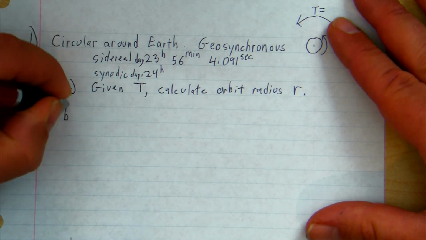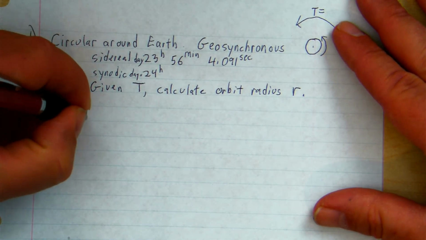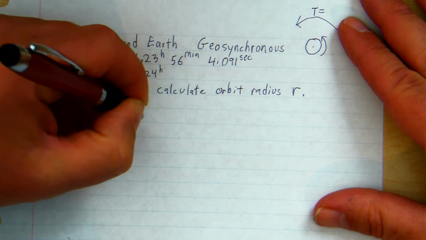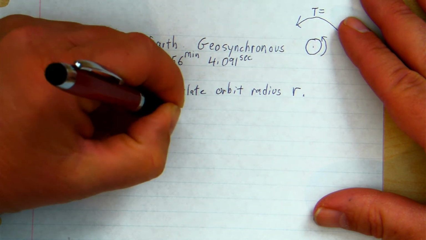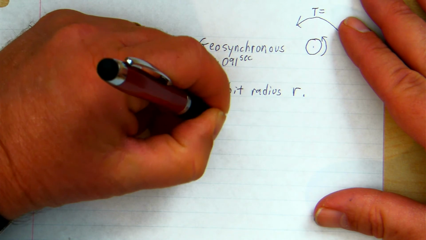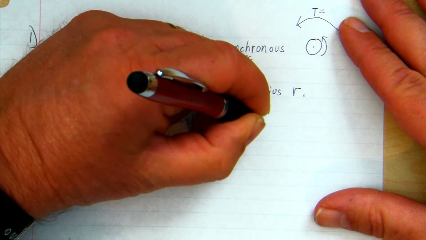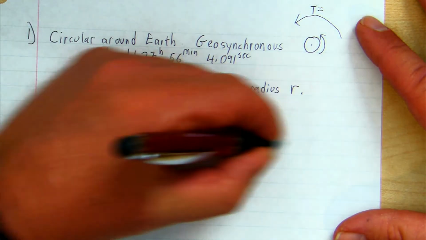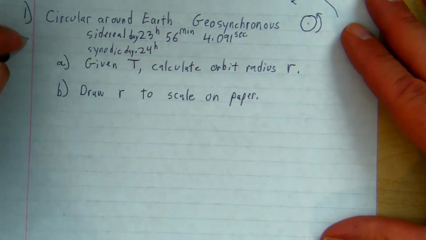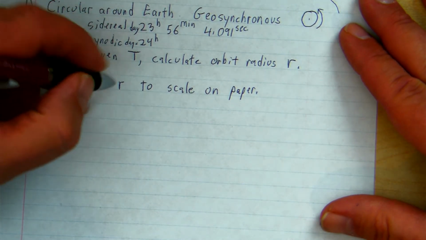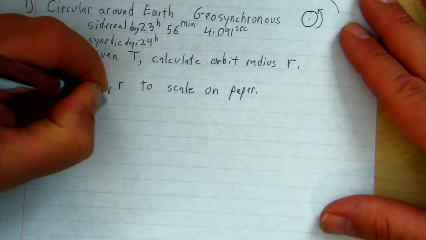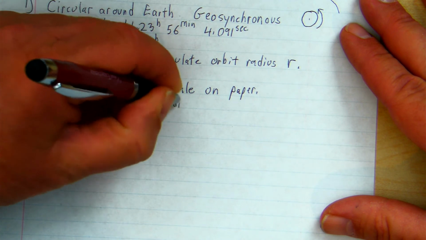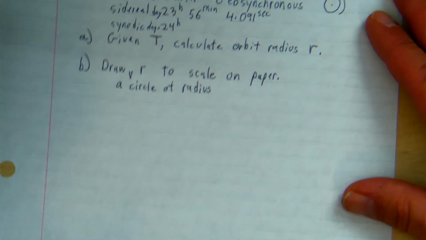And then part B, draw r to scale on paper. Now, you could think of this as meaning, oh, just draw it as a line that represents that orbital radius. But really, I want you to draw a circle. Draw a circle of radius r to scale on paper.